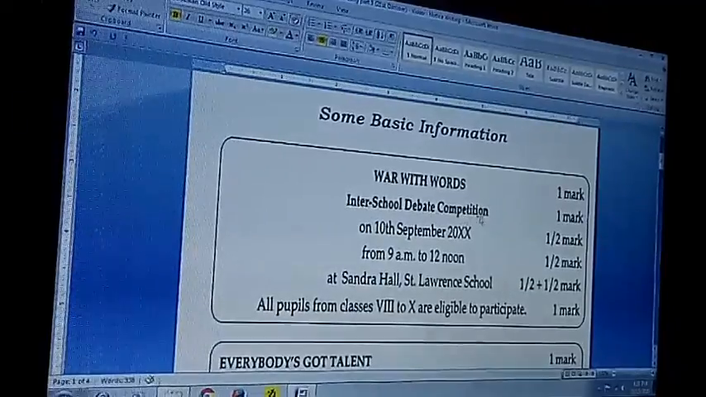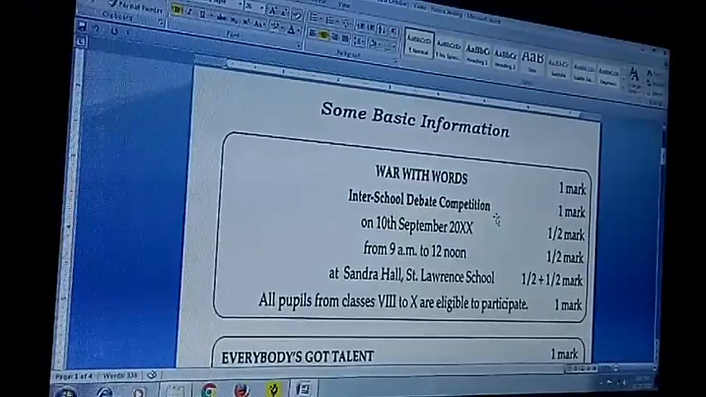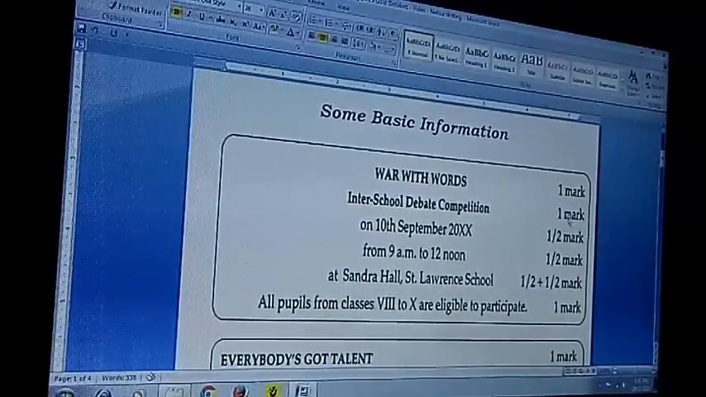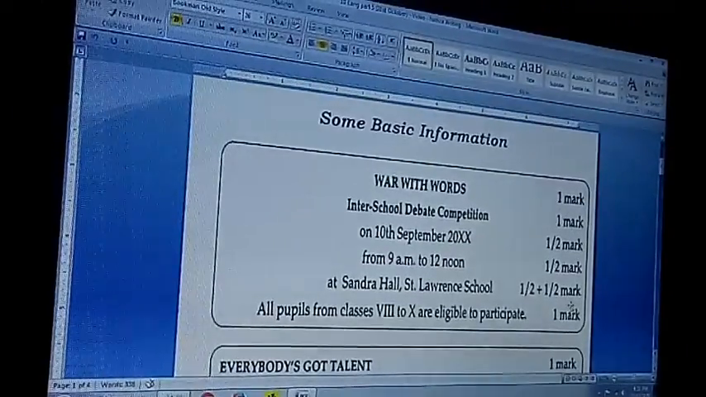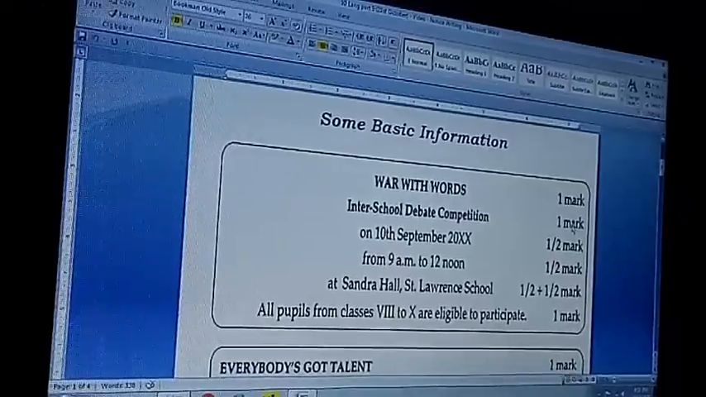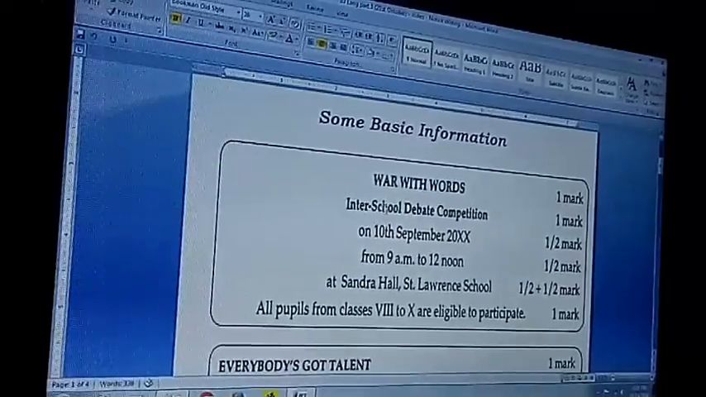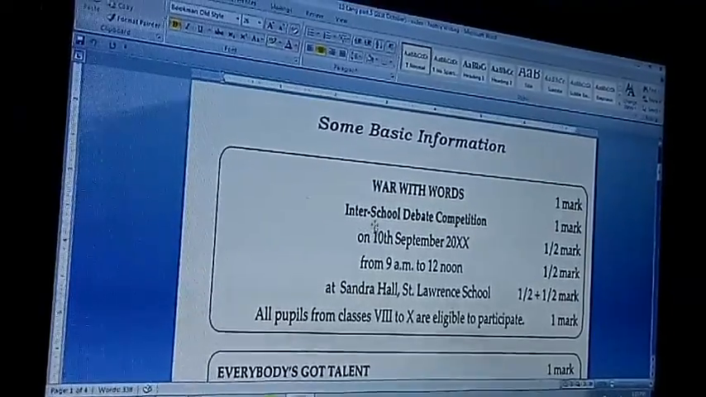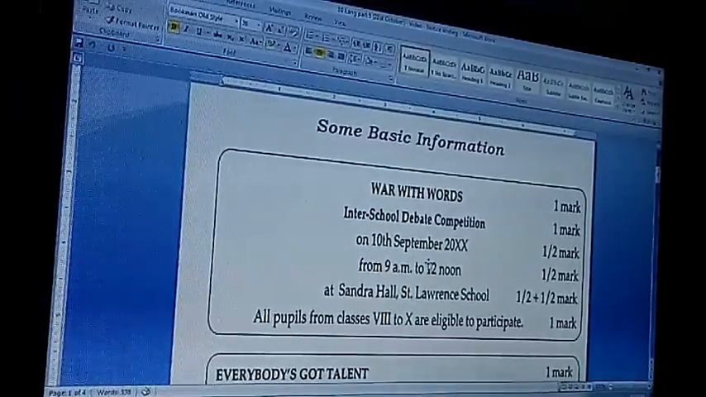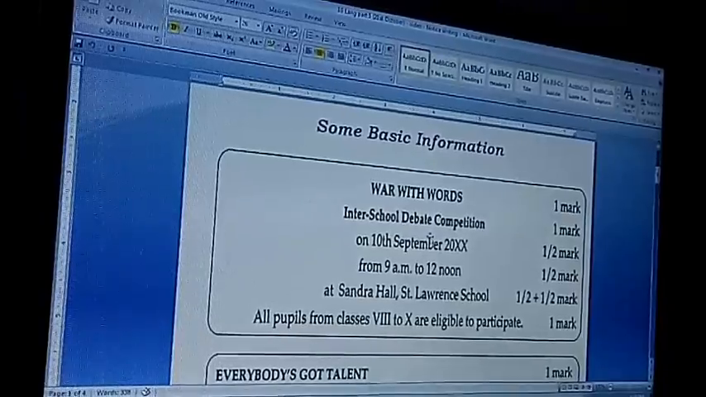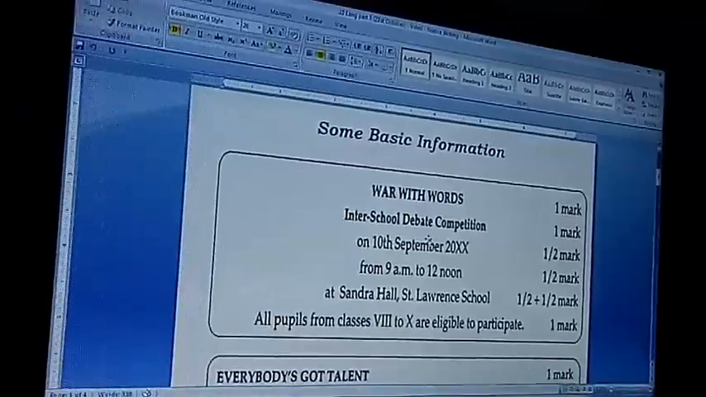Then the second line says what the topic is. The topic will always be given in the question. As far as I knew, when we were trained, we were told that this is half a mark, but in this new marking scheme it is given 1 mark. So that also is very important. See how it is written: Inter School Debate Competition, with capital I, capital S, capital D, capital C. This is the basic thing: when you write the title of any book or any event, you always give the first letter a capital.